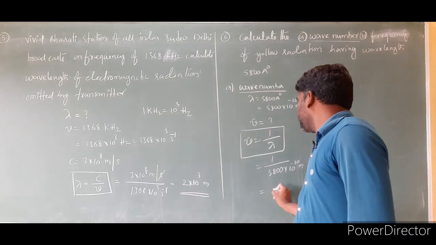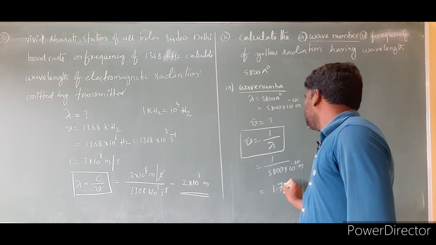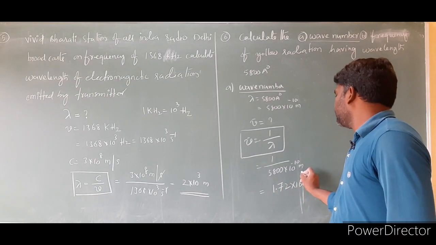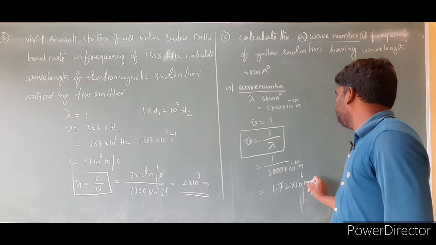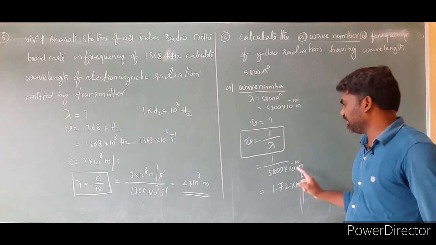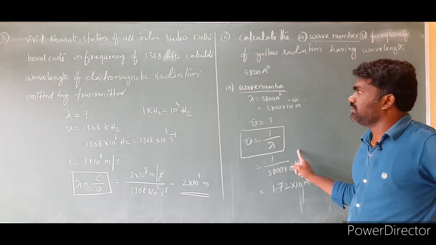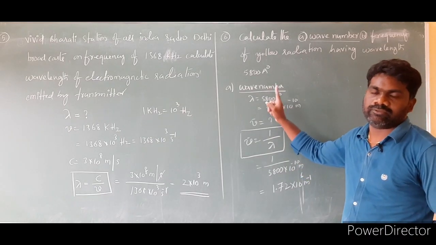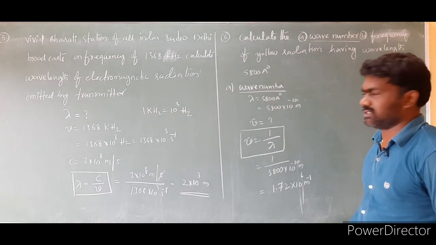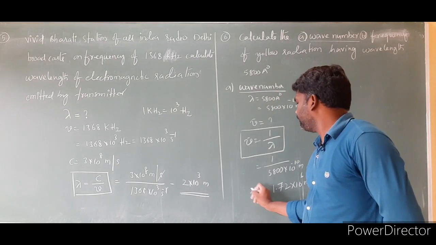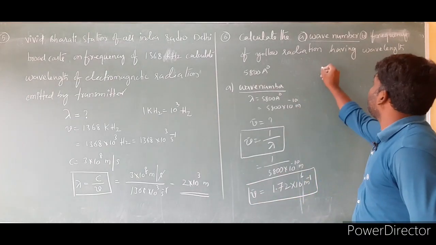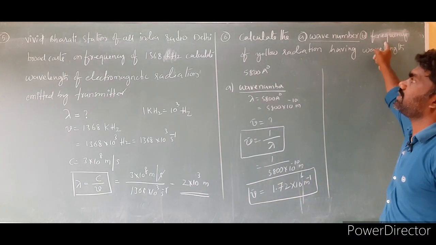Upon simplification you will get 1.724 around into 10 power 6 meter inverse. So meter is transposed to the numerator, we will get meter inverse. The reciprocal of wavelength is called the wave number. So this is the wave number of that radiation. Then the next problem he is asking is the frequency of yellow radiation.